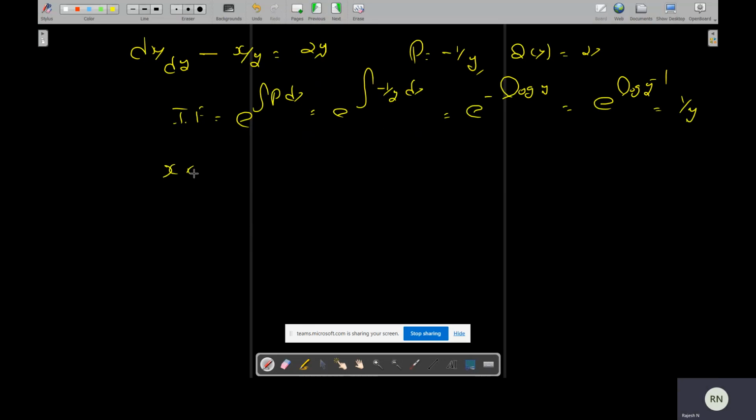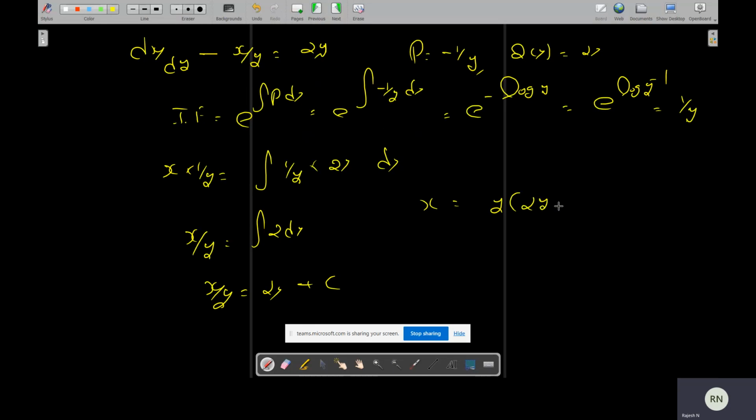Therefore, the solution is x into 1 by y is equal to integral of 1 by y into 2y dy. So x by y is equal to 2y plus c. So x is equal to 2y squared plus cy. This is the way of finding the solution. Here we are comparing it with dx by dy plus px is equal to qy. This is the form. Okay, thank you.